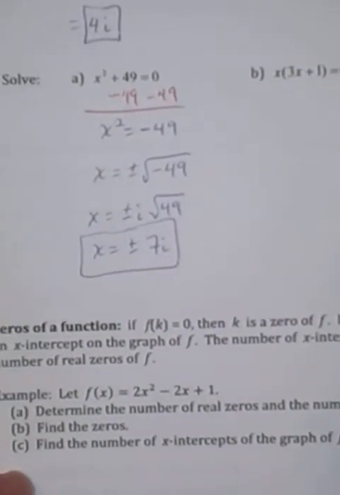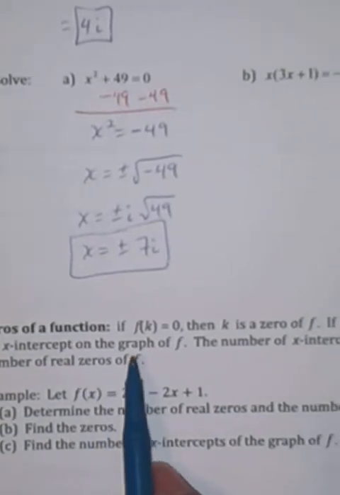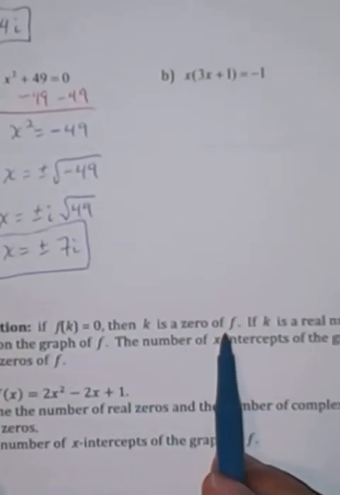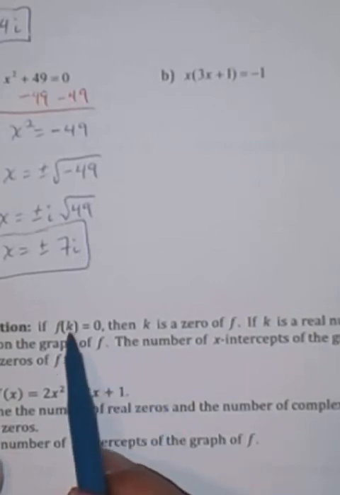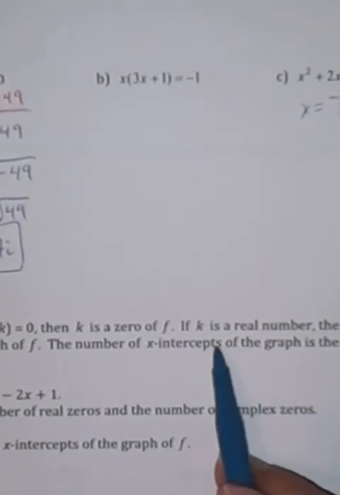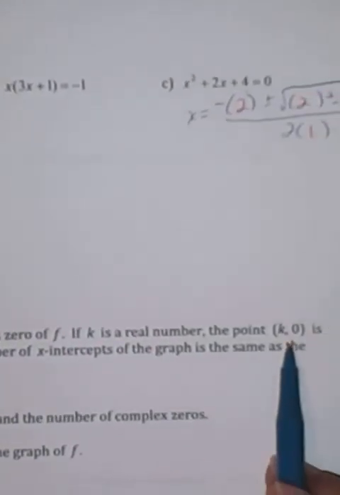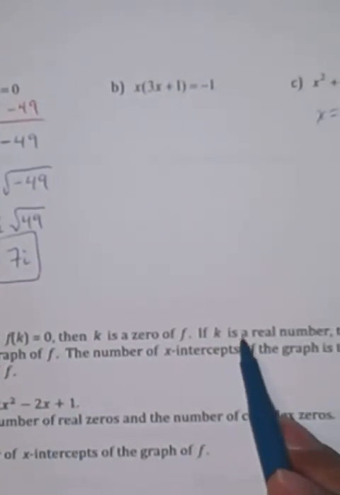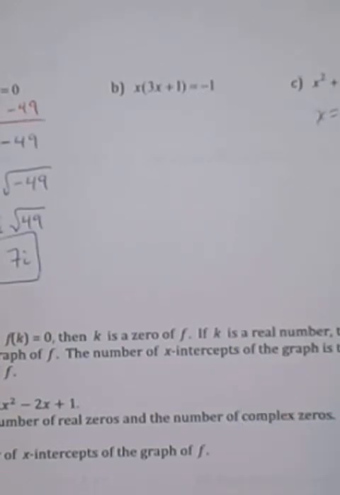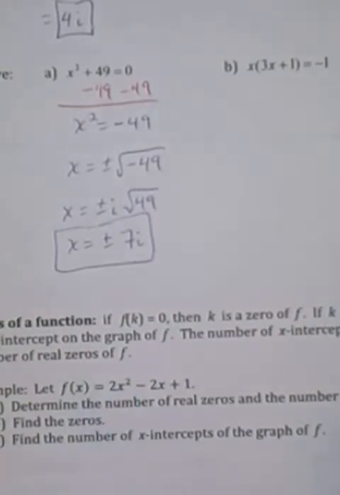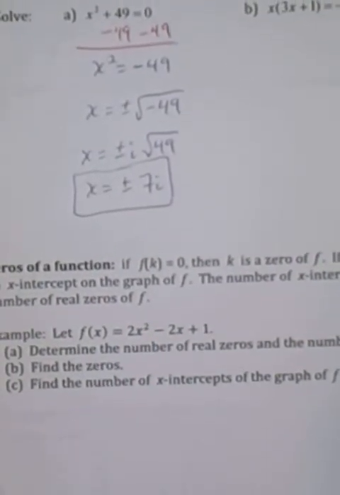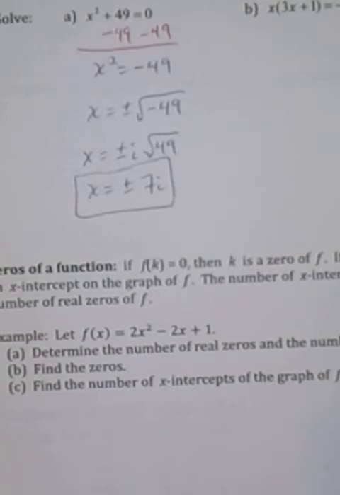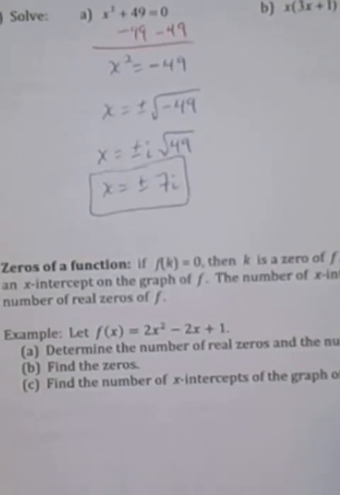Okay, let's go on to the last part here, the zeros of a function. If f of k equals 0, then k is a zero of f. That means a zero is just any value of x that makes the polynomial equal to 0. If k is a real number, the point k comma 0 is an x-intercept on the graph. Remember, the real solutions are x-intercepts, and the number of x-intercepts of the graph is the same as the number of real zeros, and we just saw that in the last section. Let's try the example here. f of x equals 2x squared minus 2x plus 1. Again, we'll start it, and we'll finish it in class.